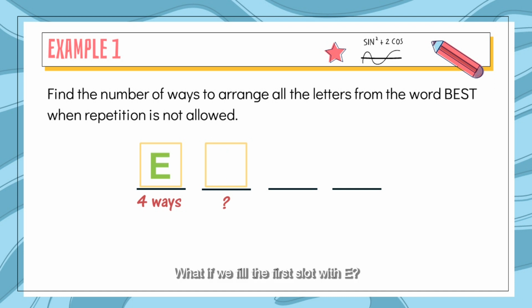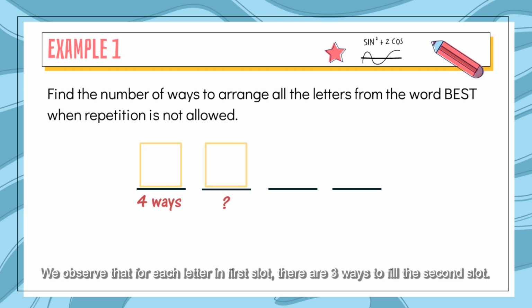What if we fill the first slot with E? Then we can fill the second slot with B, S, or T. What if we fill the first slot with S? Then we can fill the second slot with B, E, or T. And what if we fill the first slot with T? Then we can fill the second slot with B, E, or S. We observed that for each letter in the first slot, there are 3 ways to fill the second slot.